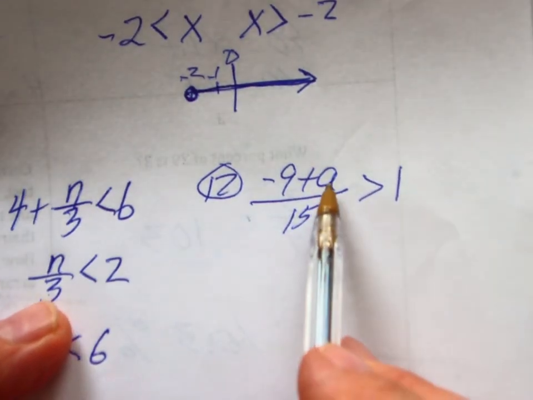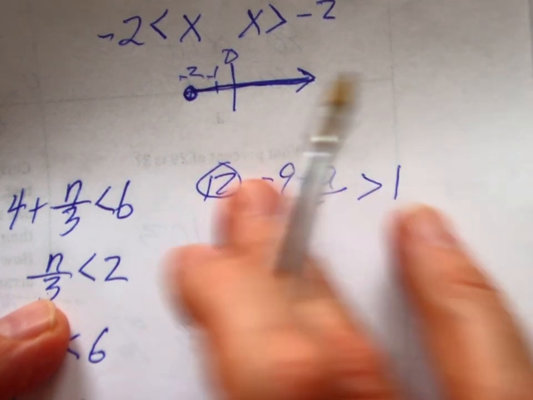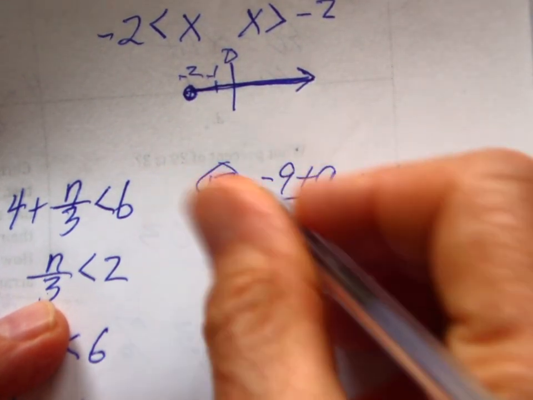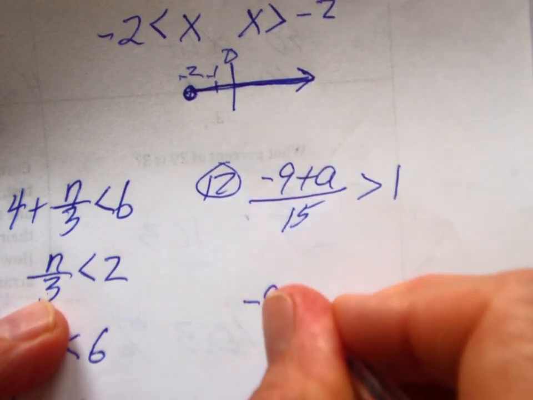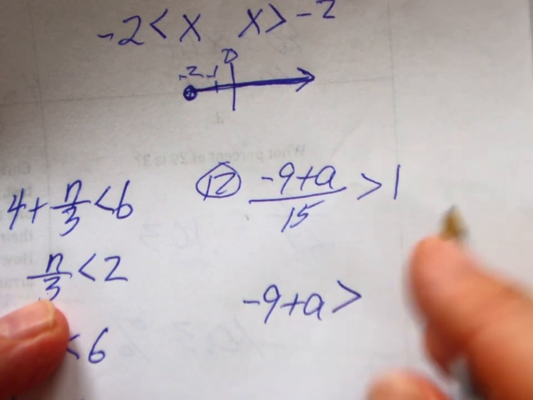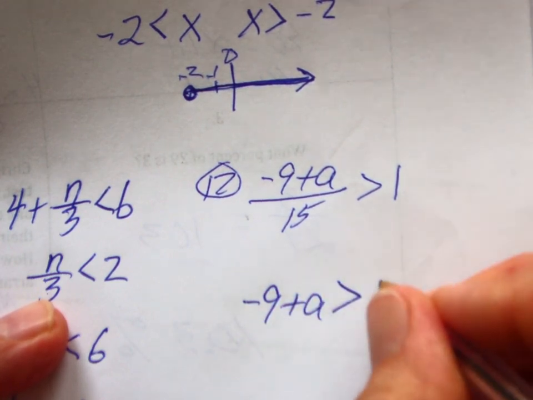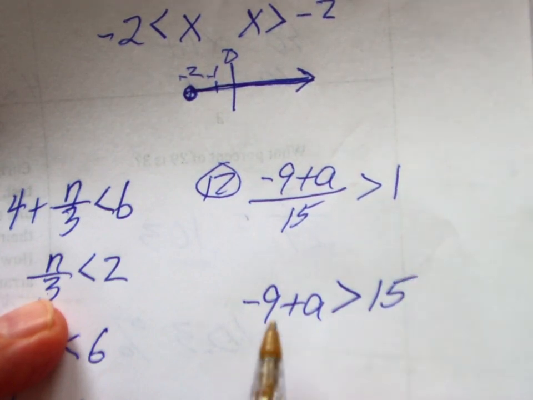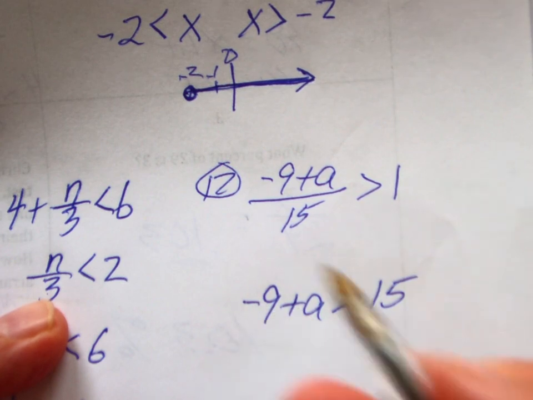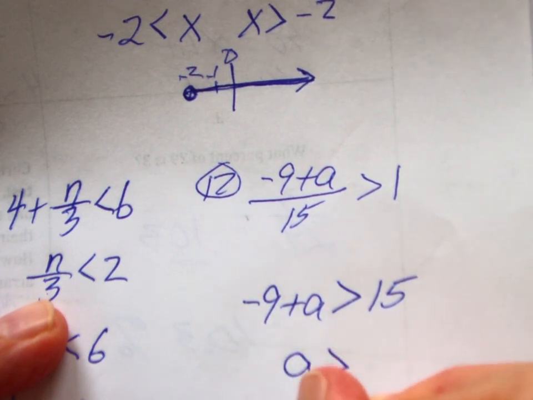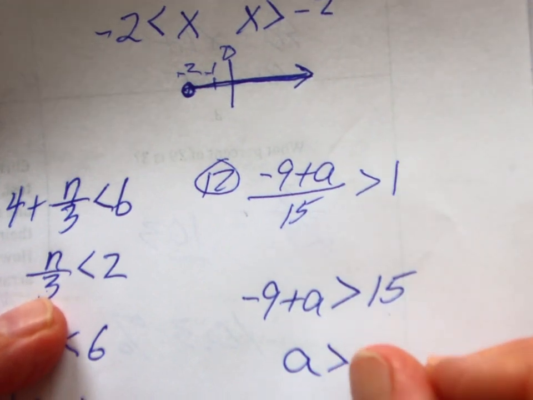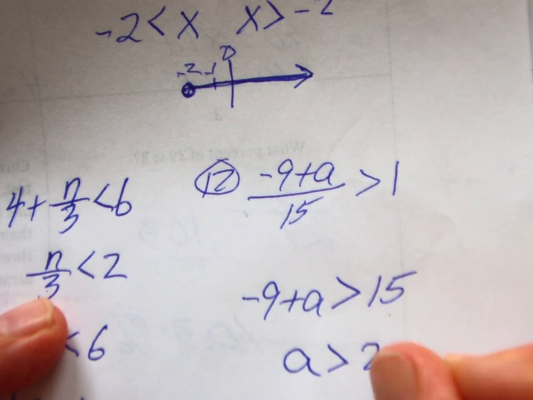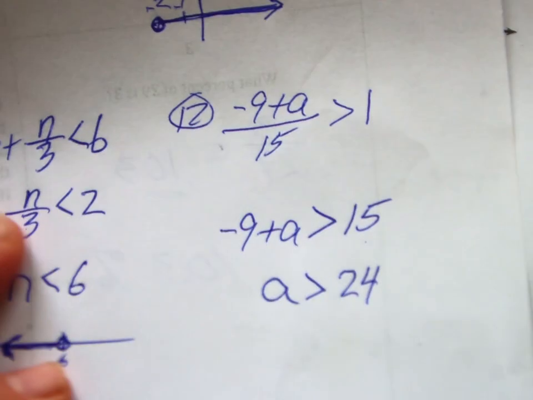So I want to get to just a. I'm going to multiply times 15 to get rid of that 15 there. So 15 times this, the 15s cancel. One's dividing, one's multiplying. I'm left with minus 9 plus a is greater than, but I have to multiply 1 times 15 because that's easy. That's just 15. Now, how do I get rid of minus 9? I add 9. Minus 9 and add 9 is 0, so it disappears. A is greater than, but I have to add 9 to this side too. 15 and 9. 15 and 10 is 25. 15 and 9 is 24. And there's my answer. A is greater than 24.